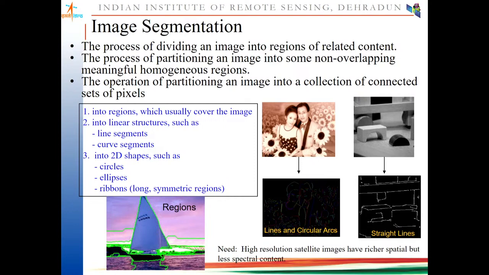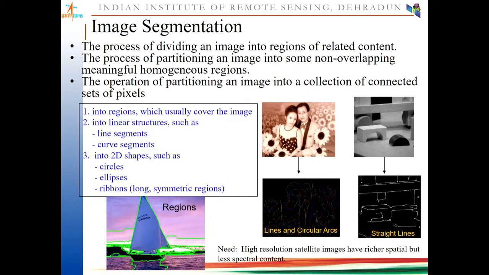In other words, we can also say it is the act of partitioning the image into a collection of connected sets of pixels. This could be into regions which usually cover the entire image. It could be other structures like linear structures, for example line segments or curved elements, or shapes like closed entities such as circles, ellipses, or long closed regions like ribbons, and other symmetric regions.